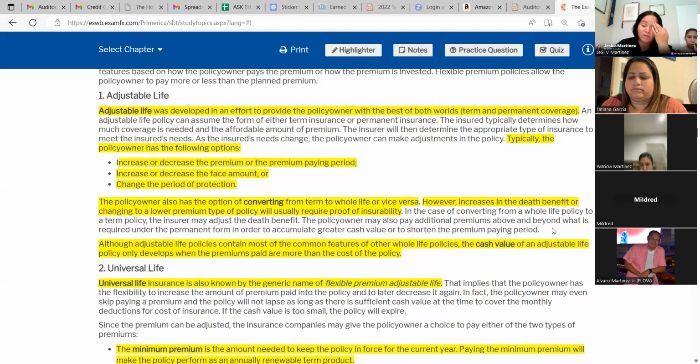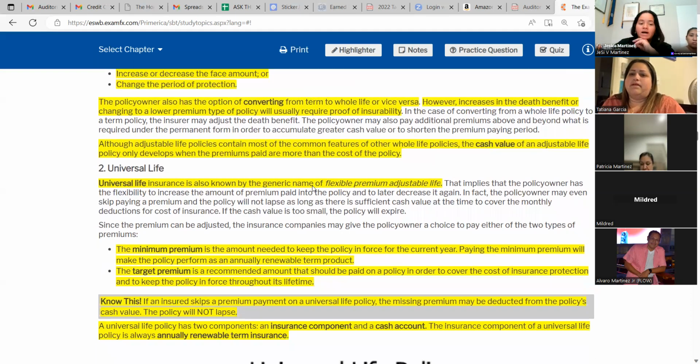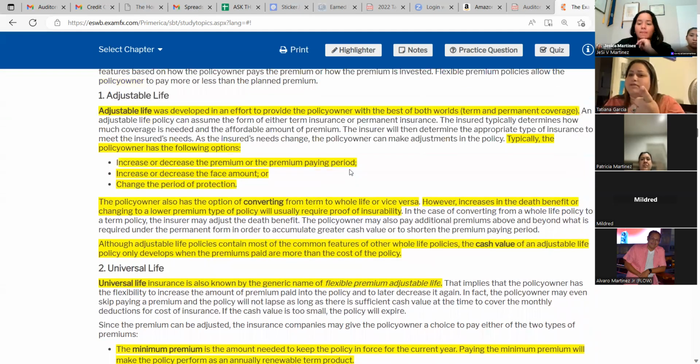So that's basically what we said before. If you pay more, cash value increases, or you can pay more now to pay during less time, right? So you can adjust those. If you want to increase your death benefit, then you have to prove insurability when you're under the adjustable life. But that one's pretty simple because with increase and decrease, you can always adjust what you want in your life. So that one is pretty okay.